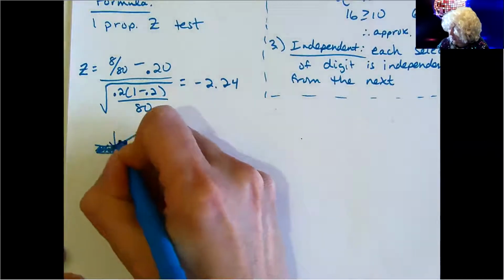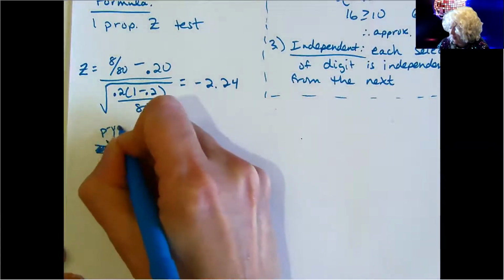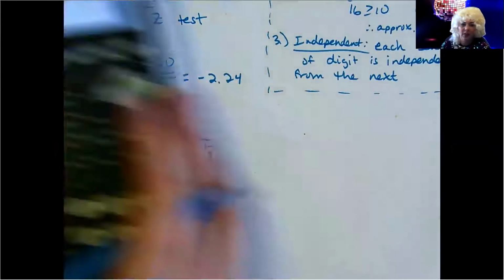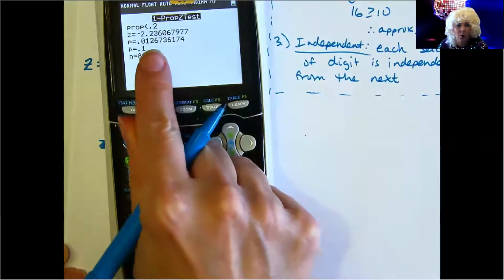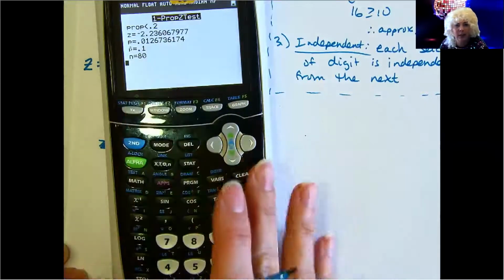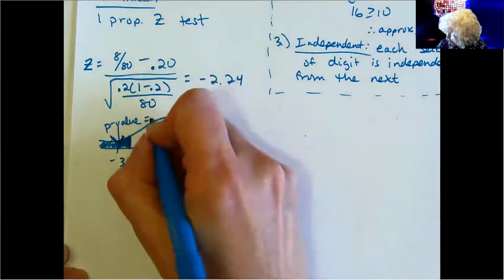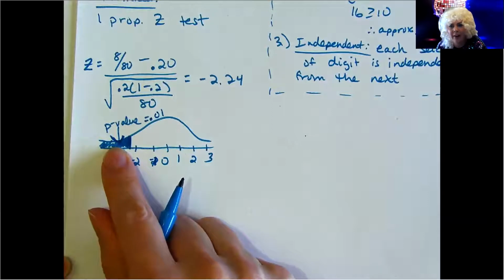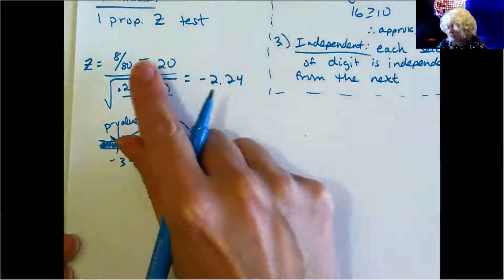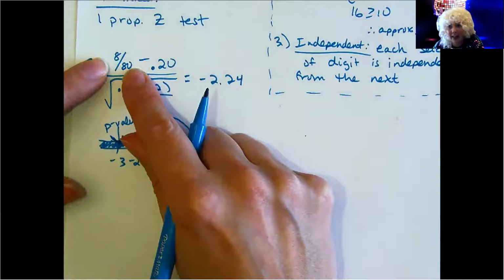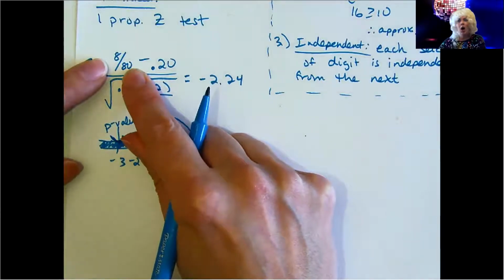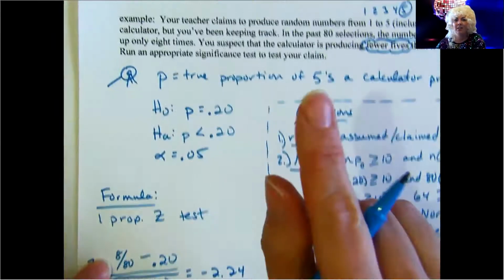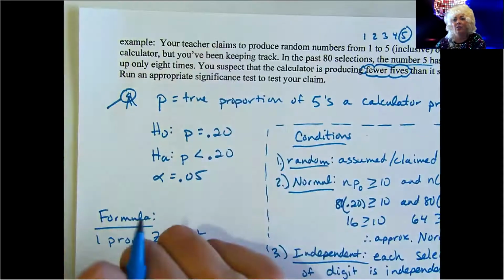So this area under the curve, that's your p-value. The area under the curve, according to old TI-Joe, is 0.0126, and so on. I'll just say 0.01. So the area under the curve is only 1%. That's rare. So you're saying there's a 1% chance of getting this sample of 8 out of 80? That shouldn't have happened. We beat the odds. It is significant. That means that the calculator is broken or your teacher is lying to you.